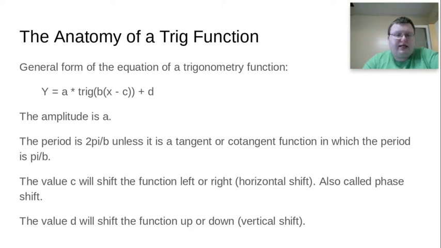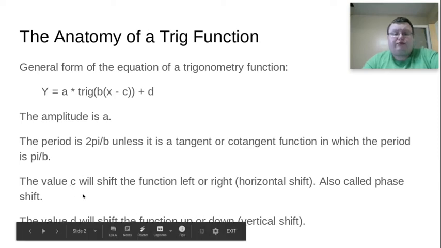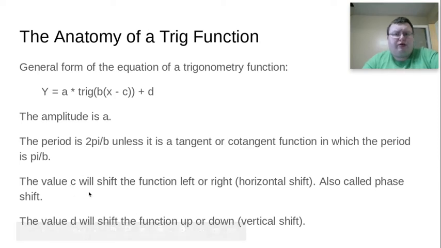You all tend to do pretty good with that. And we talked about that also before in class, the day right before the ACT, when we talked about amplitude and period. So the period is 2 pi divided by b, unless it's a tangent or cotangent function, and then the period is pi divided by b. I'll put this PowerPoint on Google Classroom too, by the way.